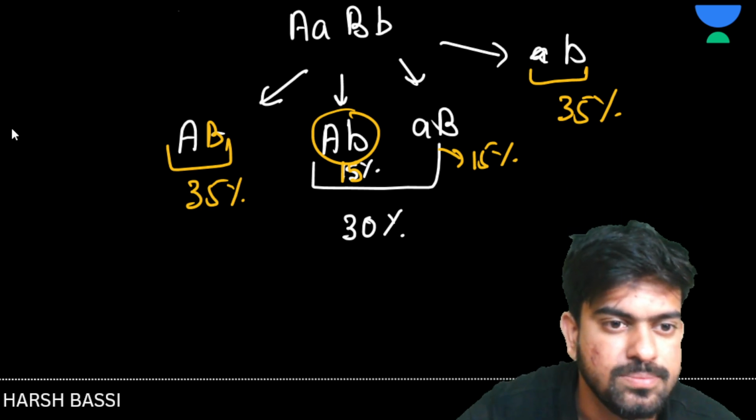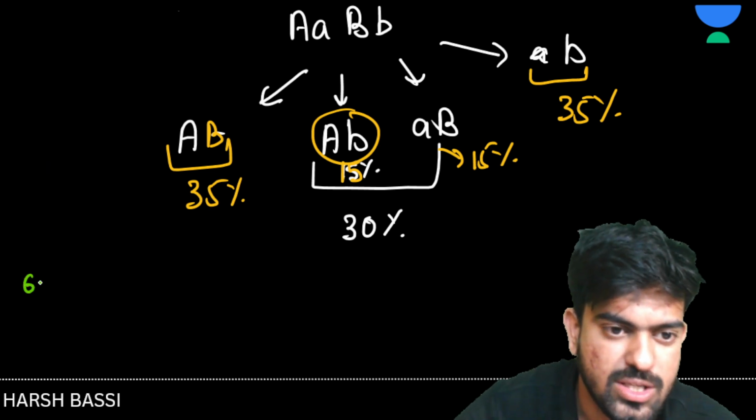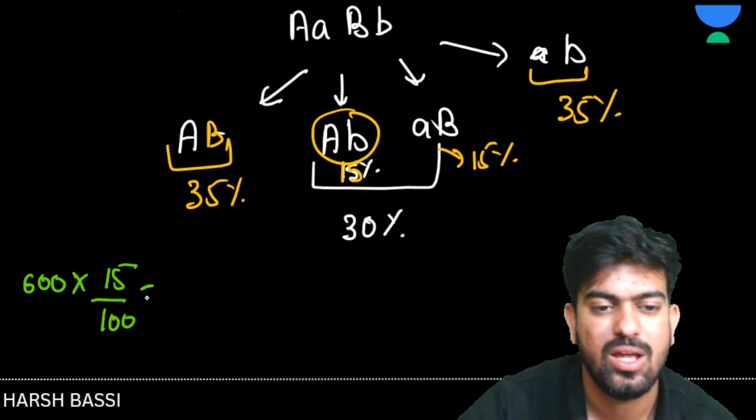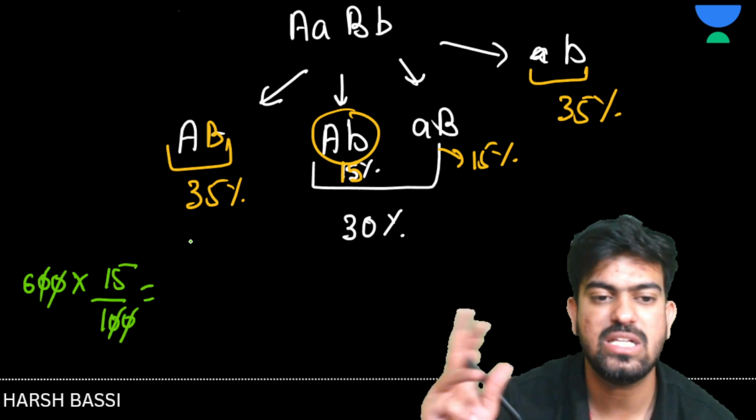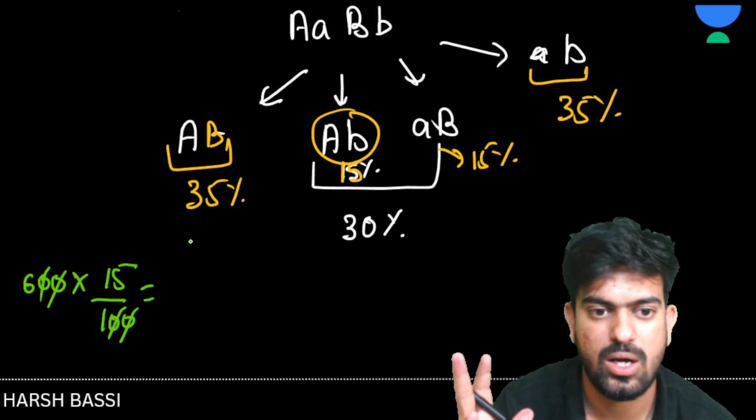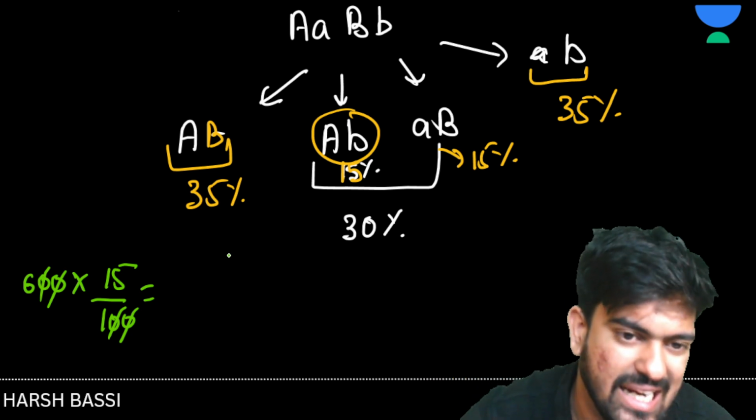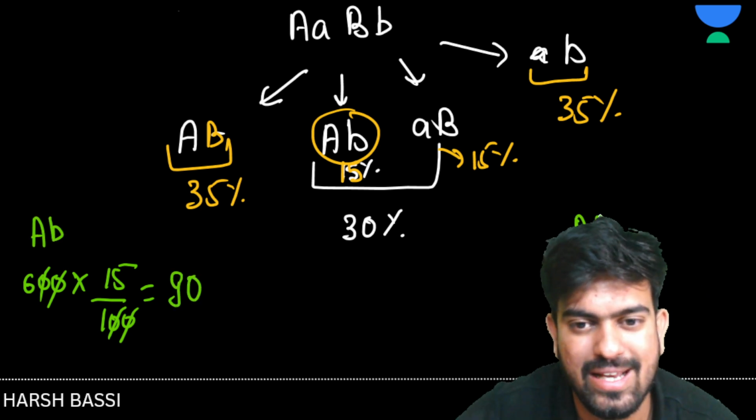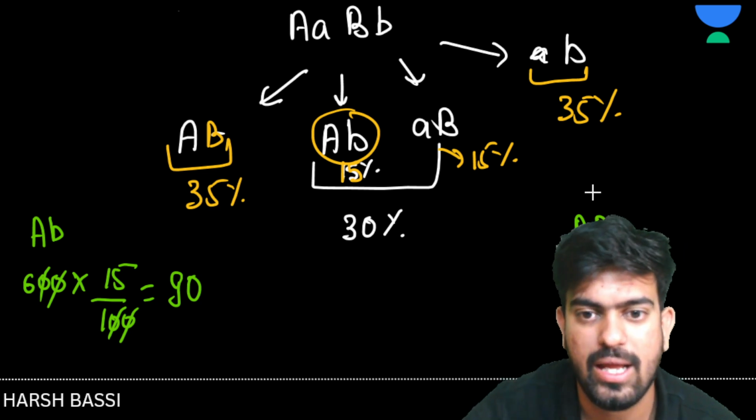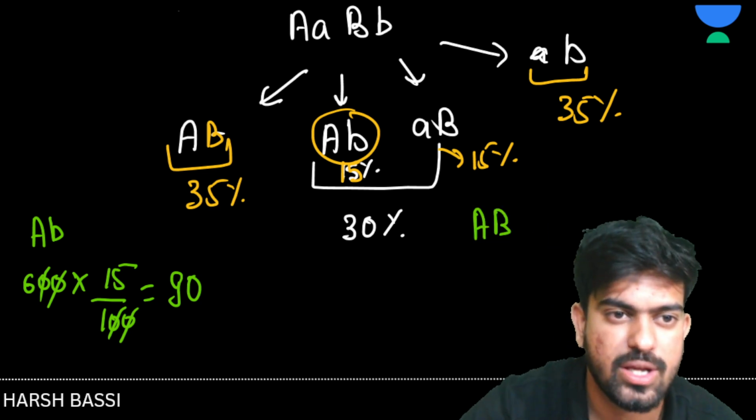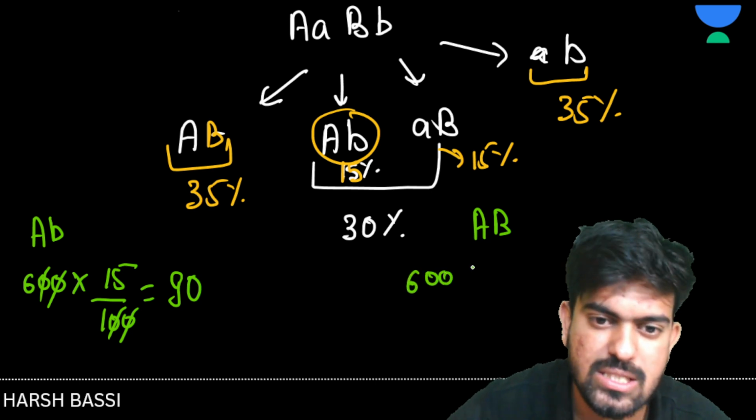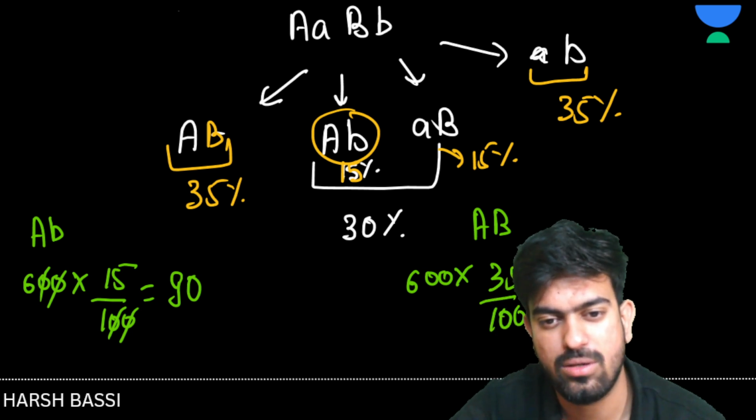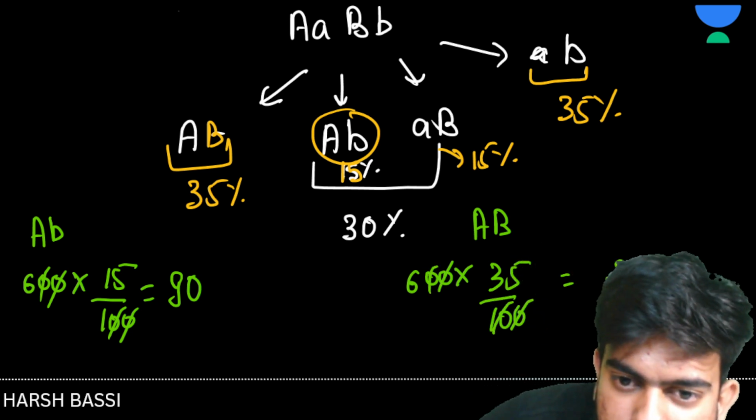Sorry. 600 multiplied by 15 upon 100. This is going to give us 90, for Ab. And then we are going to have capital A and capital B. I'm so sorry. So capital A and capital B again, 600 multiplied by 35 upon 100. So here we are going to get 210.